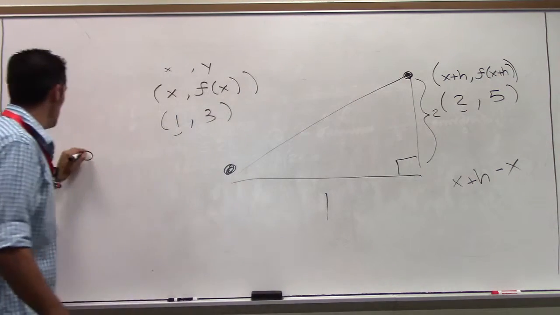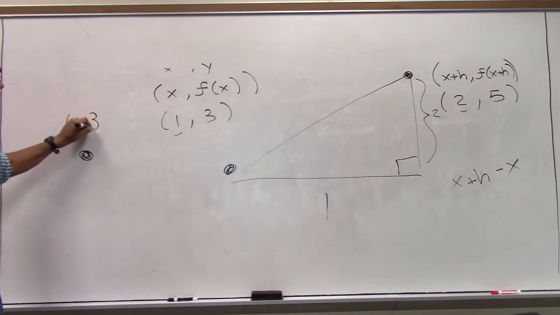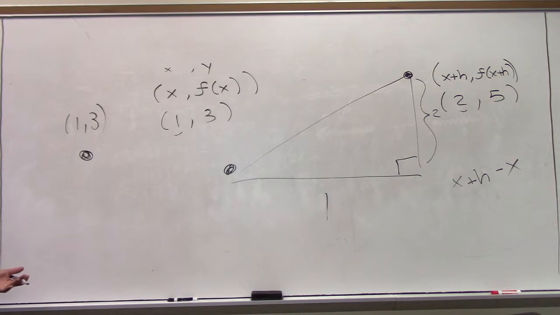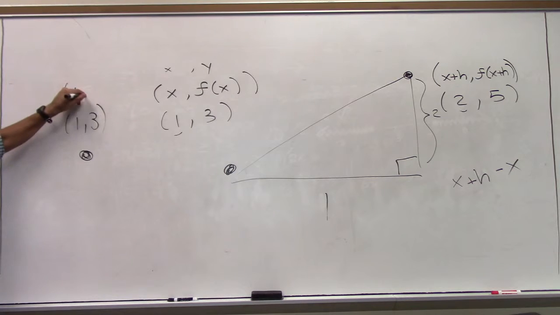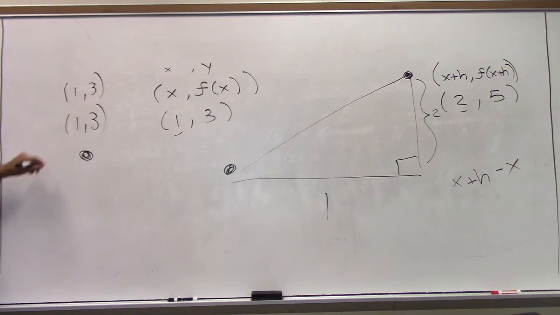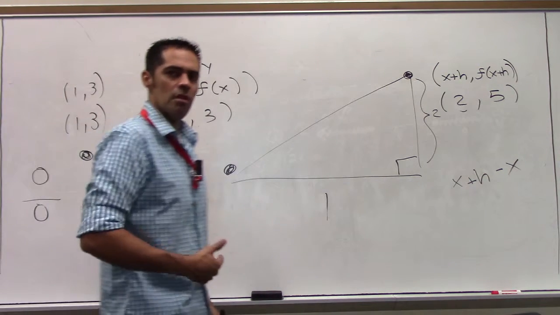So I just give you a point. I tell you the point's 1, 3. And I say, what's the rise over run? It's the same point. So the rise would be, how much do you go up by? Nothing. Divided by the run. What's the run? Nothing. What's 0 divided by 0? That's why you take calculus. You go figure this out.